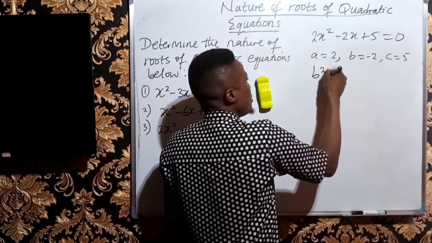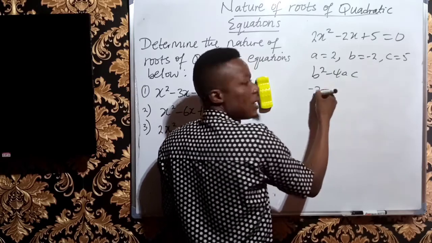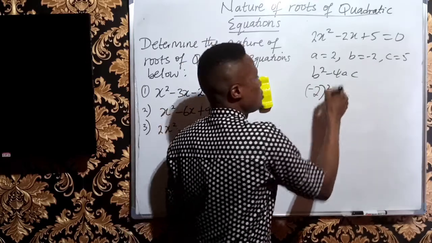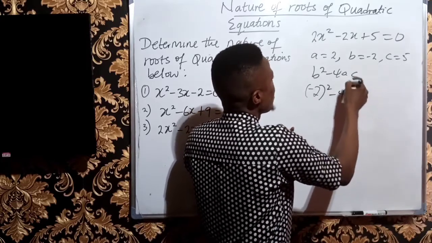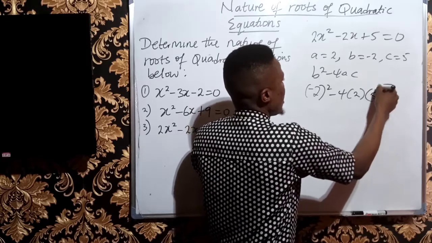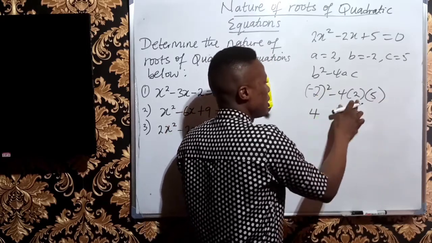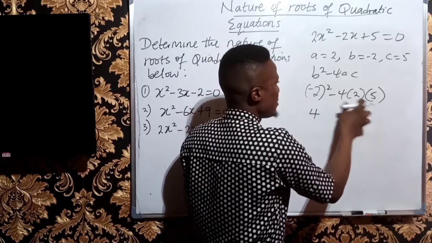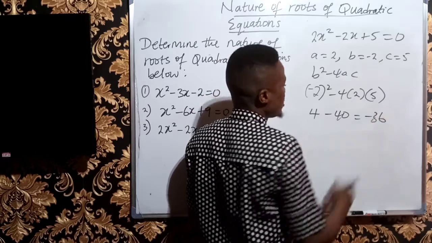So I'll still use b squared minus 4ac to test. So b is minus 2, I have minus 2 squared, right? Minus 4 bracket a, which is 2, bracket c, which is 5. Minus 2 squared is just 4. Minus 4 times 2 is minus 8, and minus 8 times 5 is minus 40. When I subtract, I get minus 36.